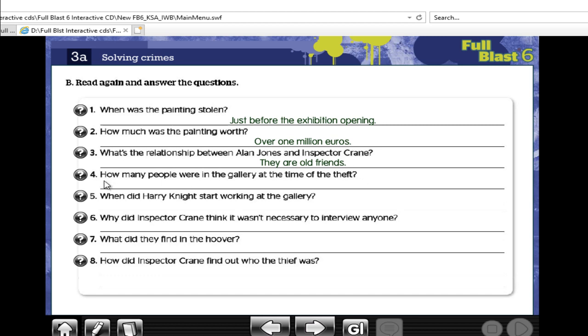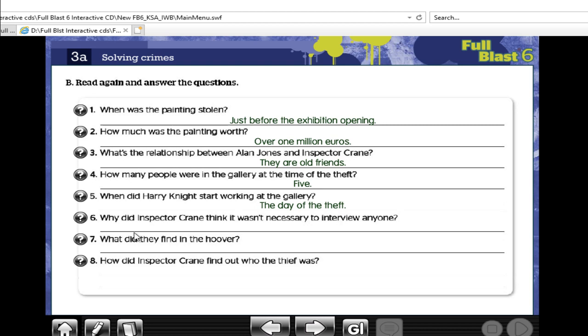Question number 4. How many people were in the gallery at the time of the theft? We answered before. There were 5. Great. Number 5. When did Harry Knight start working at the gallery? Who is Harry Knight? Do you remember? The security guard. Yes. The day of the theft.